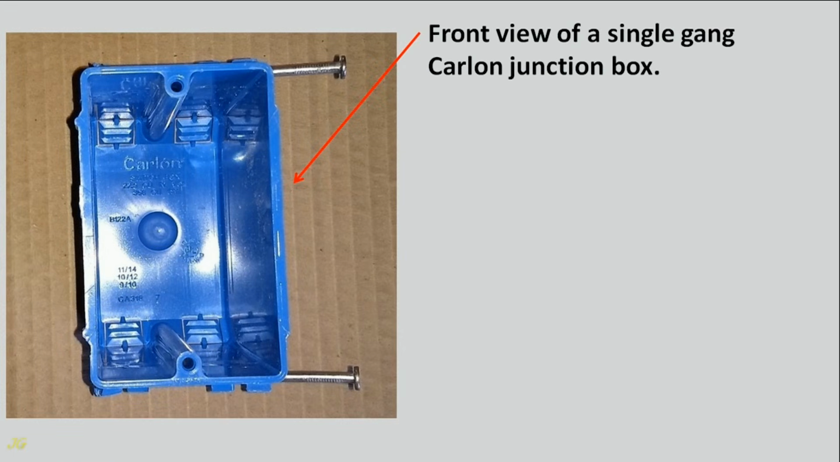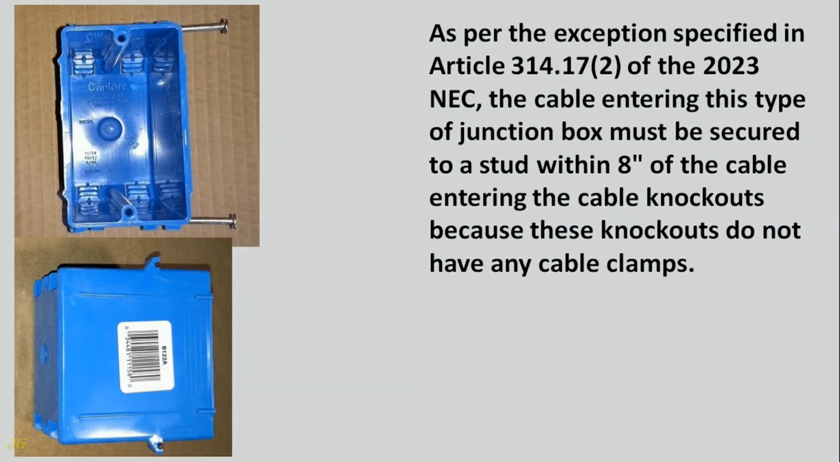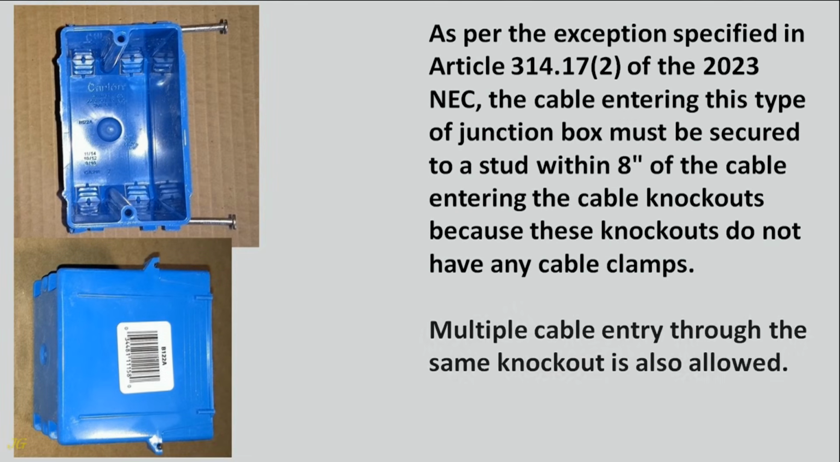Front view of a single-gang Carlin junction box. Box size volume in cubic inches: 22.5 cubic inches. As per the exception specified in Article 314.17(C) of the 2023 NEC, the cable entering this type of junction box must be secured to a stud within 8 inches of the cable entering the cable knockouts because these knockouts do not have any cable clamps. Multiple cable entry through the same knockout is also allowed.